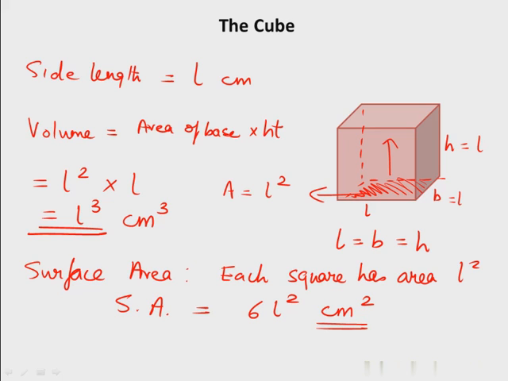Centimeter can of course be replaced by any unit. So the volume of a cube is given by L cube. And the surface area of a cube is given by 6L square, where L is the side length of the cube.